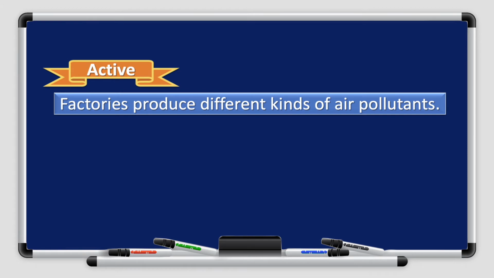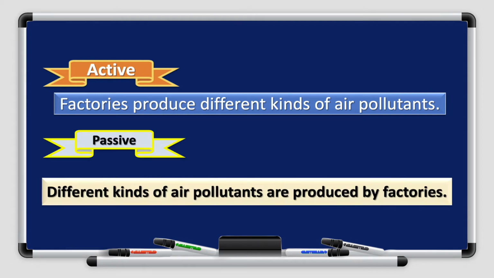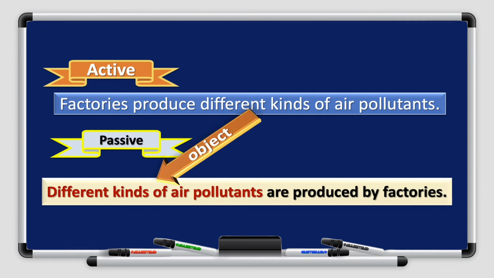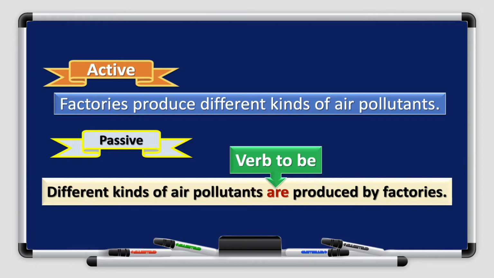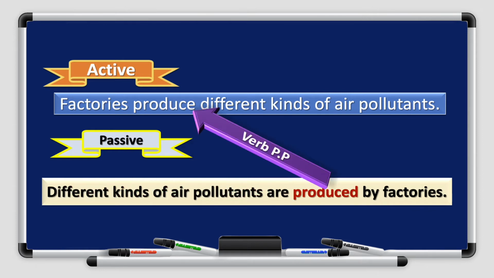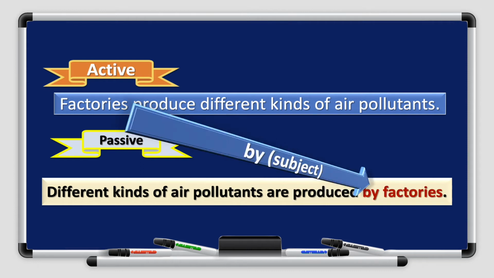Factories produce different kinds of air pollutants. Again, I want to write it in the passive form. Different kinds of air pollutants, that's my object here. Are, verb to be, produced by factories. Produced is my verb 3. And finally, I end it with the subject, by and the subject.